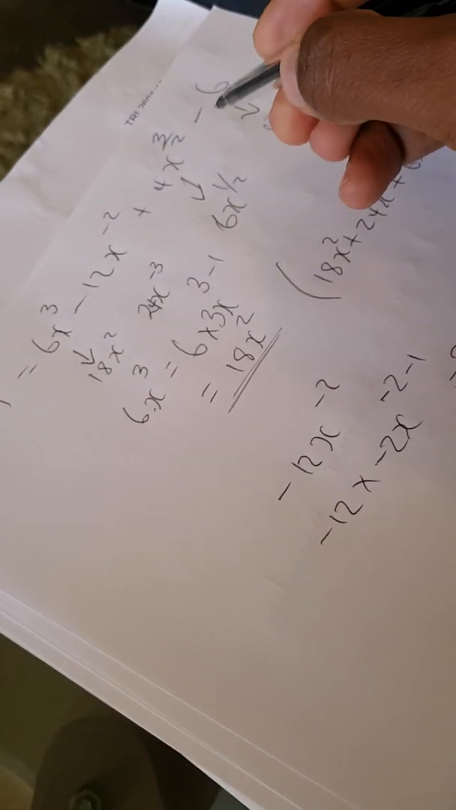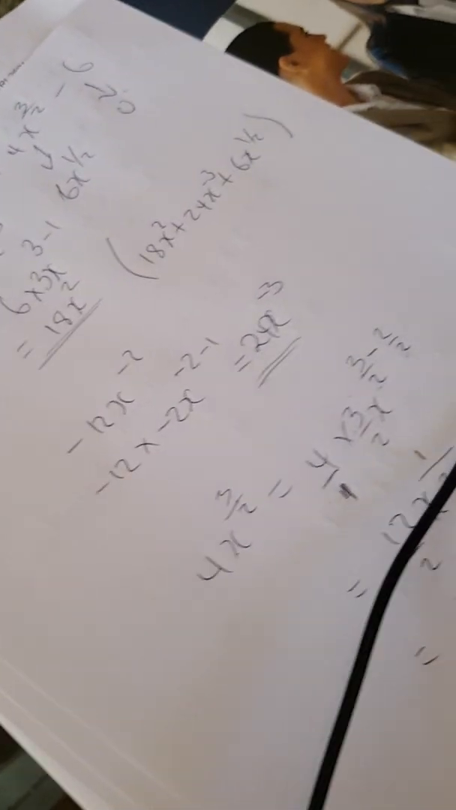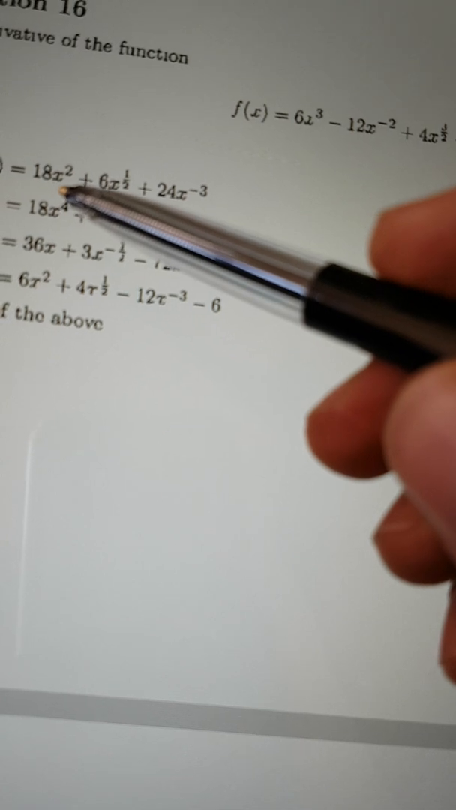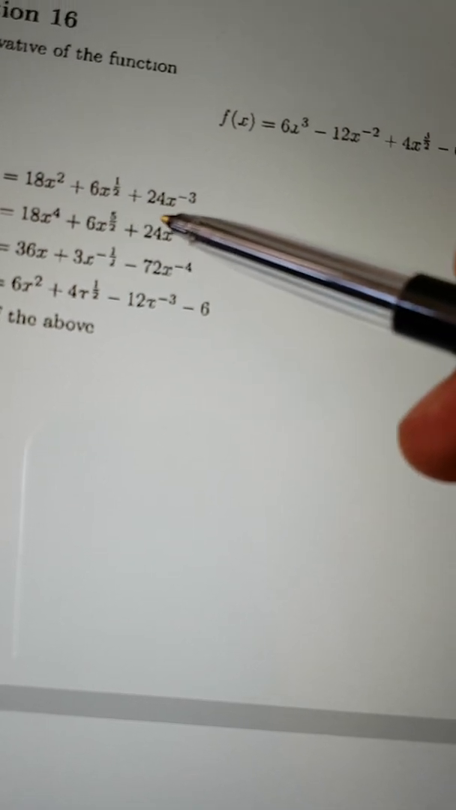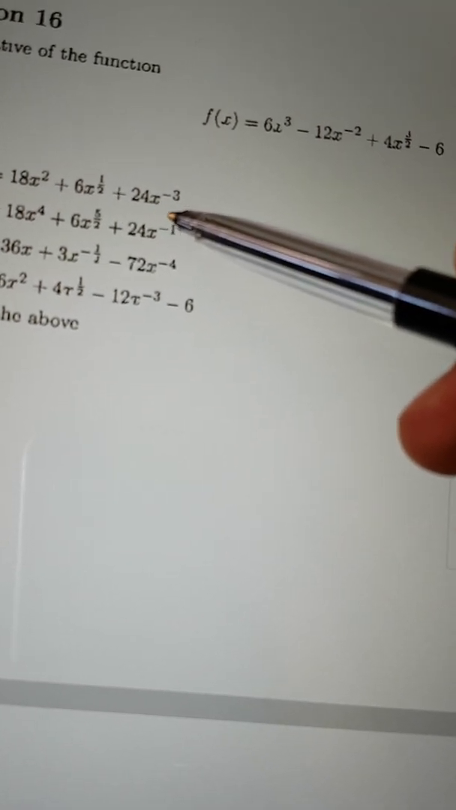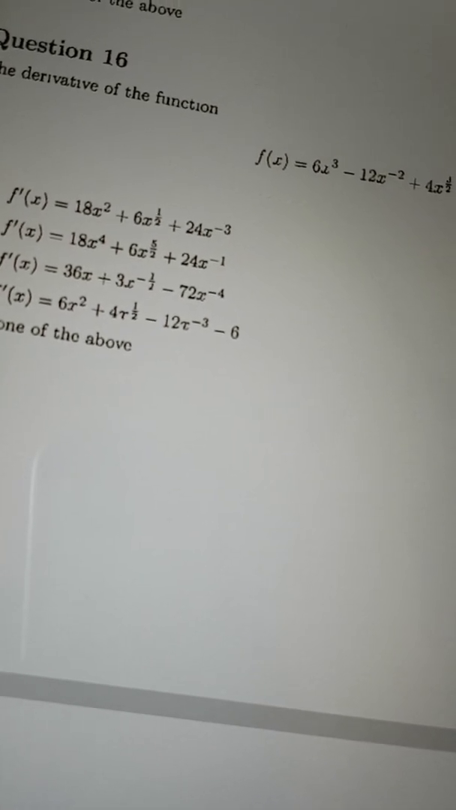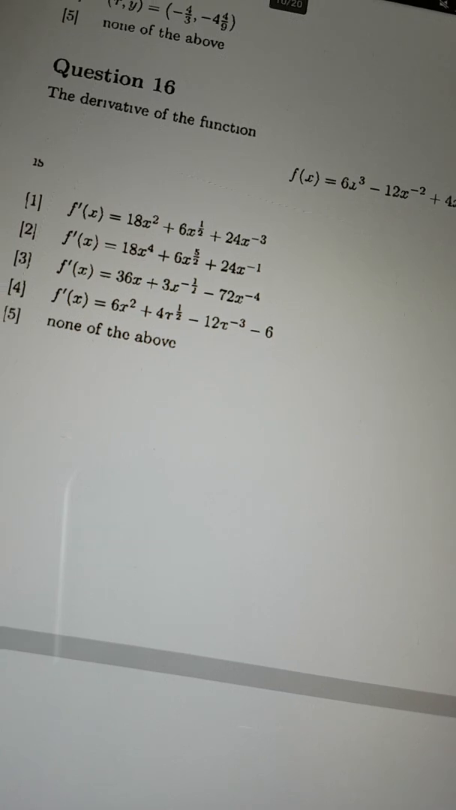So remember, negative 6 is a single number, it equals 0. So this one, we don't have to write 0. So our answer will be lying at option number positive 18x squared plus 24 to the power negative 3. Yeah, I think it's option number 1. Option number 1. Yes, option number 1.